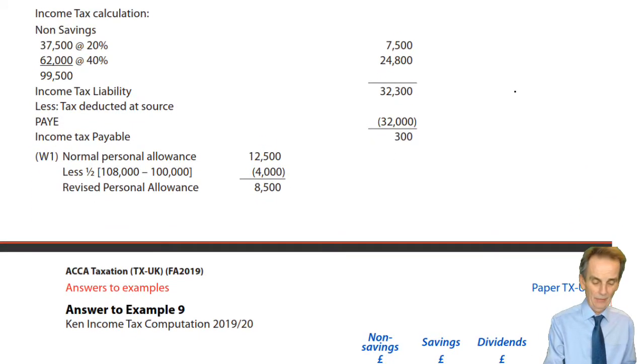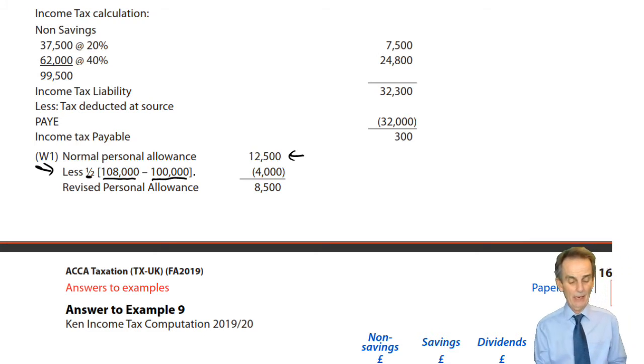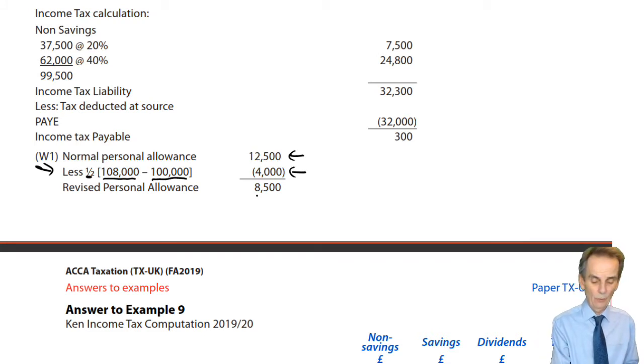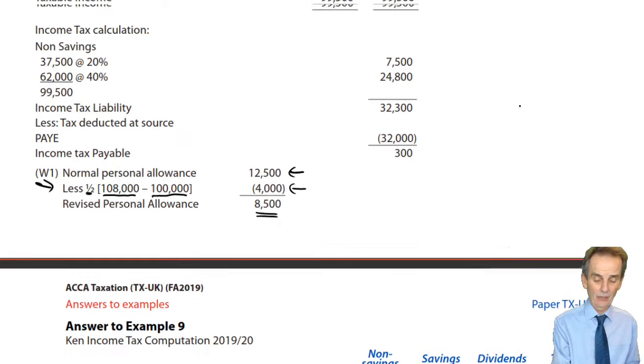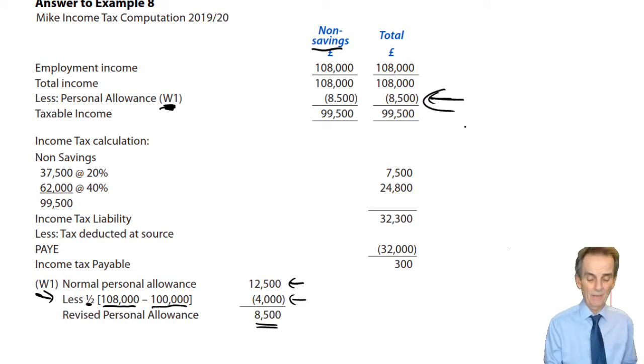Where does that come from? The normal personal allowance is the starting point, 12,500. There is then a reduction of half of the difference between adjusted net income and the income limit of £100,000. That reduction was 4, bringing the revised personal allowance down to 8,500. That is put in up here, as we've now seen, and that brings down the taxable income to 99,500.